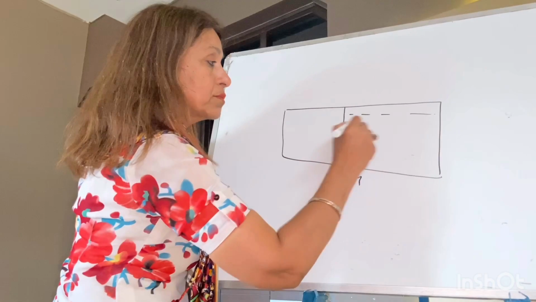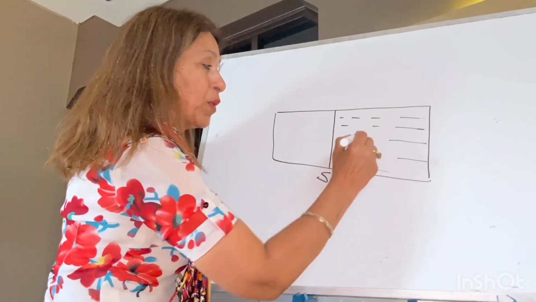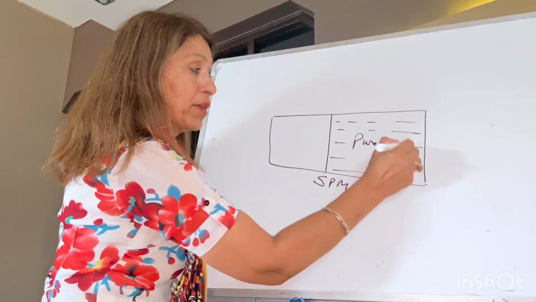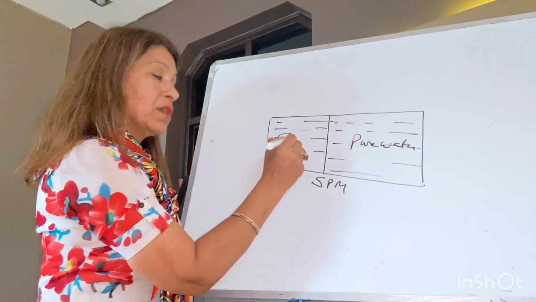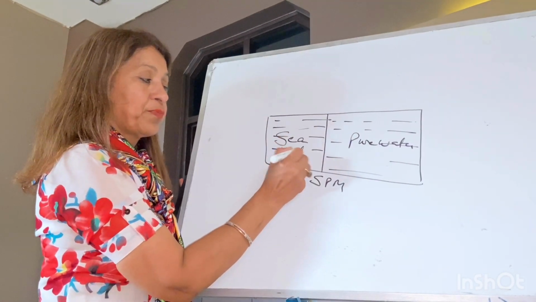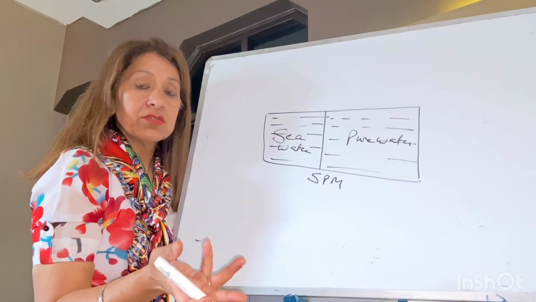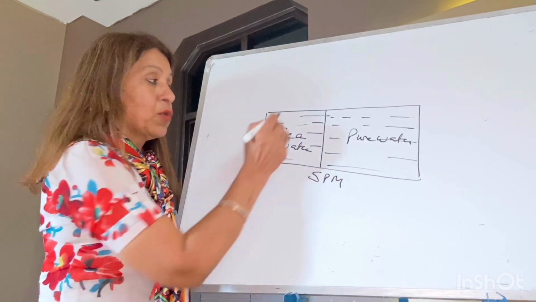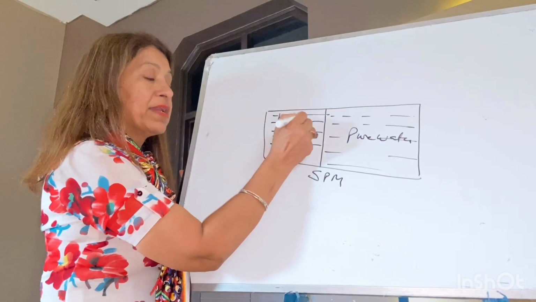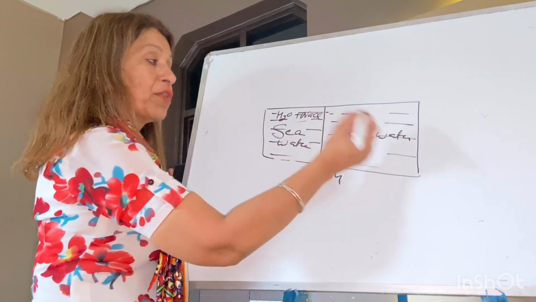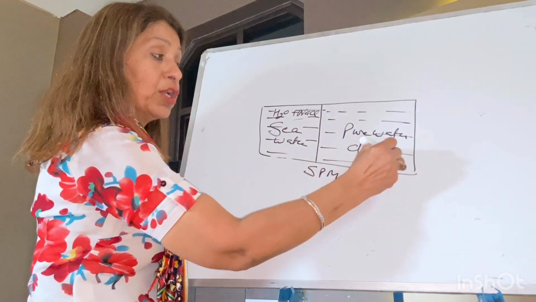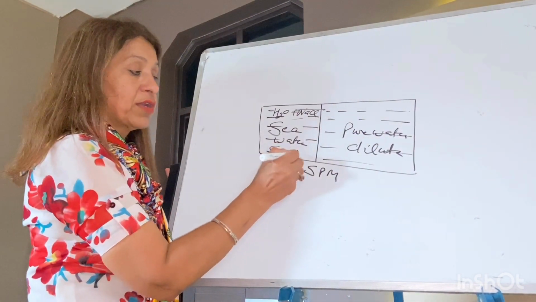Again, write down pure water now. Please write down pure water. And on this side I have taken sea water. Do you know which water is concentrated? Sea water. Why? Because sea water has water as well as NaCl. So sea water is very concentrated, and this pure water is dilute. Write down dilute, and sea water is concentrated.